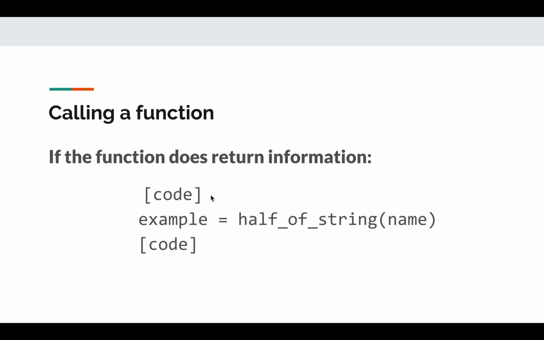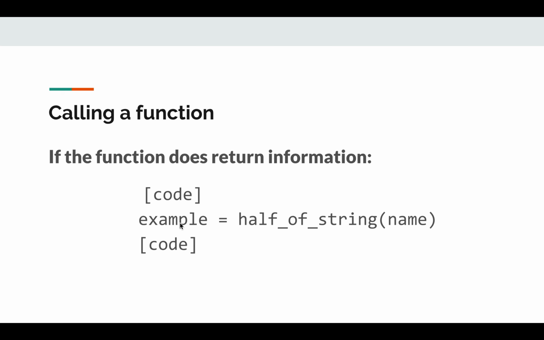If the function returns information, that information has to go somewhere. You have to do something with it. So you might want it to equal something. So here it would be running some code, and then it says, hey, I need a problem to equal half of the string, and I want you to do half of somebody's name. And then when it returns, now example equals the results of that.